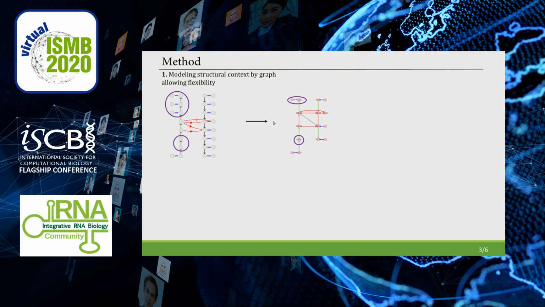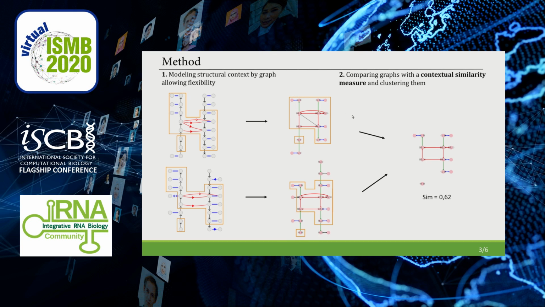And then we compare those graphs with each other. We have here 2 structural contexts and the corresponding graphs. And to compare them, we set up a similarity measure we called contextual similarity, based on the number of canonical and non-canonical edges in the largest common subgraph we have here and also in orange here. And using this measure, we developed comparison graph and clustering algorithms in order to obtain a first classification.